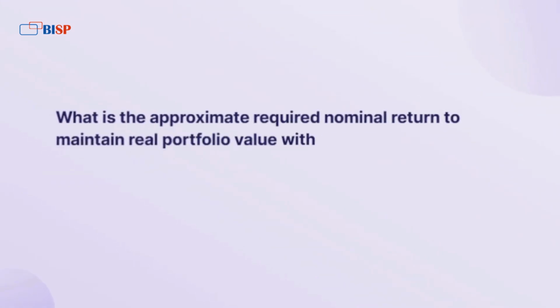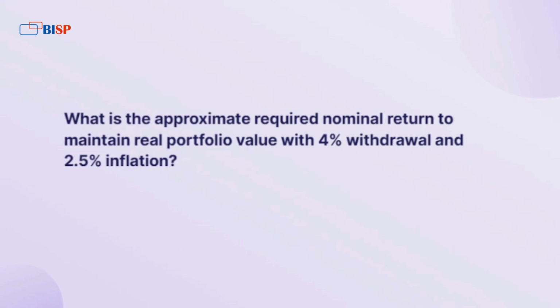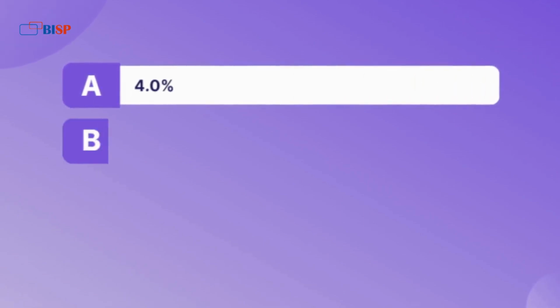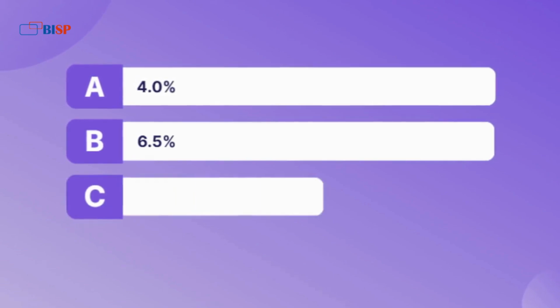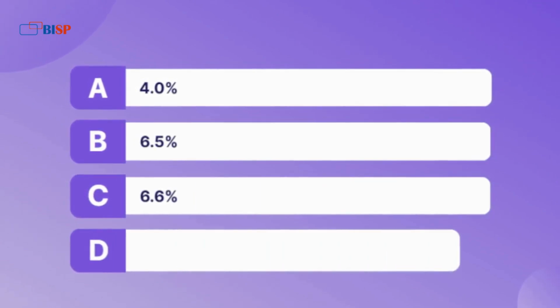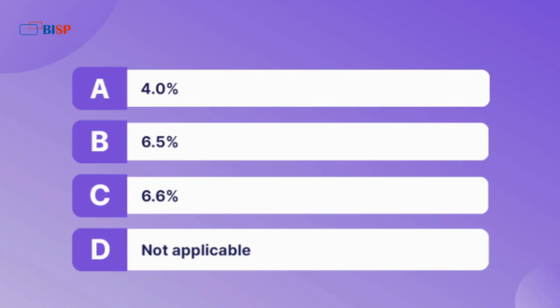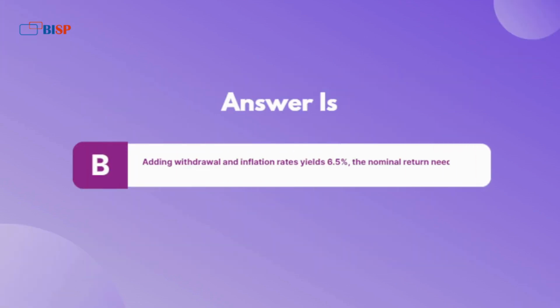What is the approximate required nominal return to maintain real portfolio value with 4% withdrawal and 2.5% inflation? A. 4%. B. 6.5%. C. 6.6%. D. Not applicable. Answer is B. Adding withdrawal and inflation rates yields 6.5%, the nominal return needed.